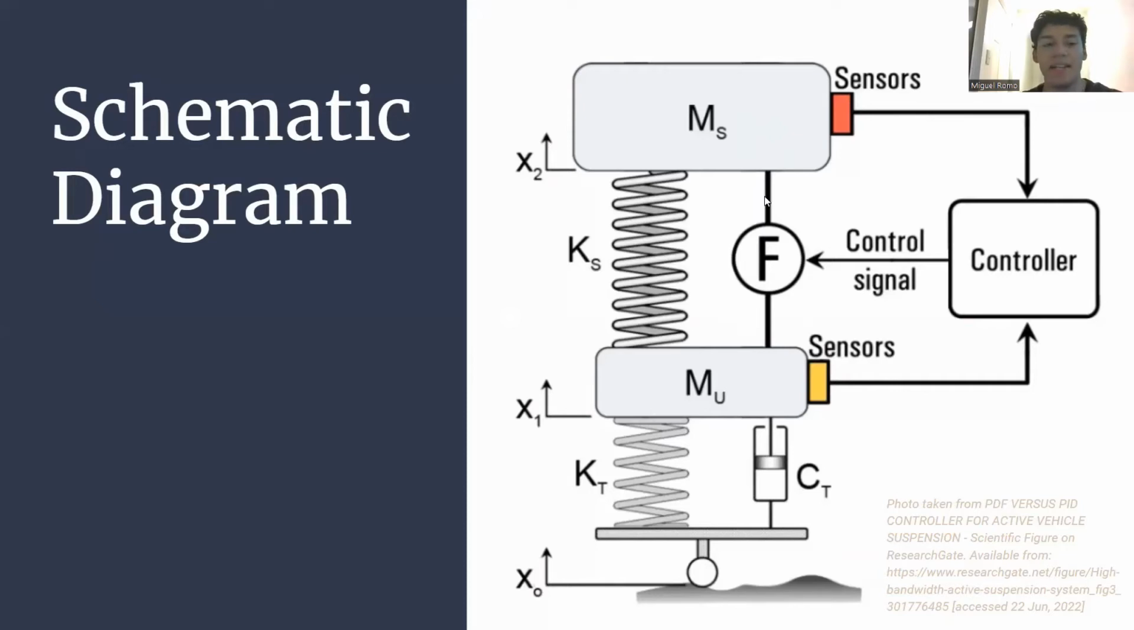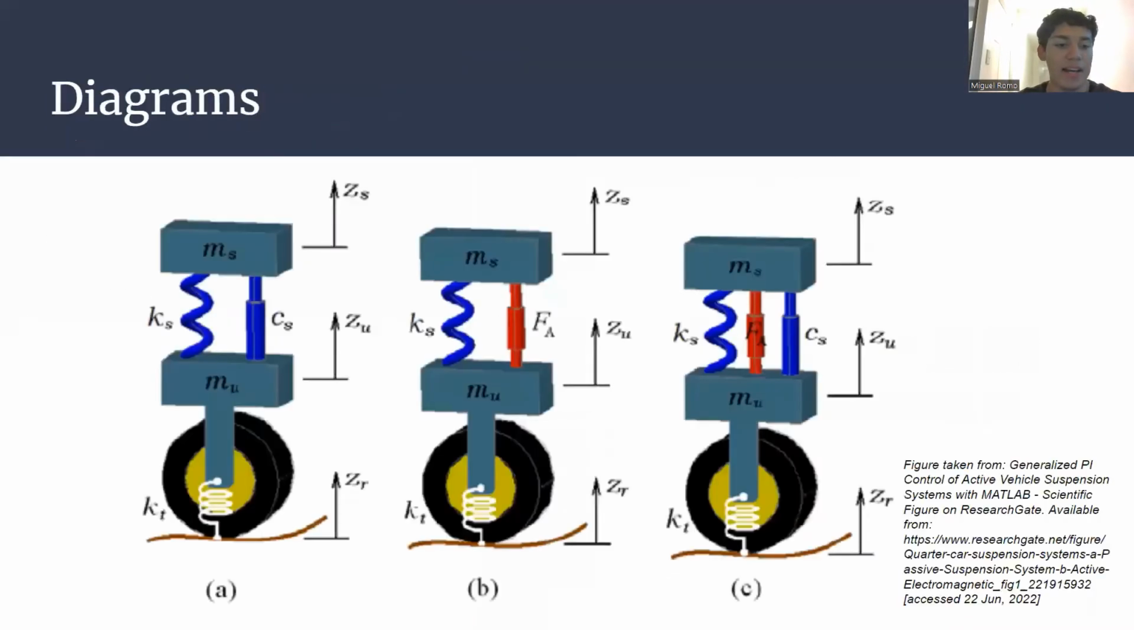We can see that the diagram has sensors and a controller that controls the actuator. And here we can see the other suspension, the passive one, which only has a damper and a spring. The active one additionally has the actuator. We can see how all of the things are connected, and the force is distributed among the 3 elements, or 2.